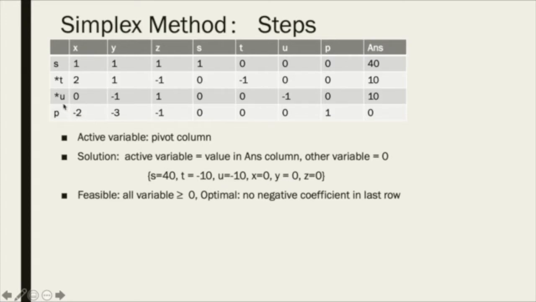Notice we will star a row if the active variable is negative, and our goal is to find a feasible and optimal solution. A feasible solution is one where all the variables are larger than or equal to 0, and an optimal solution is one where there are no negative coefficients in the last row. So our current state is not feasible and not optimal. So we will transform our tableau.